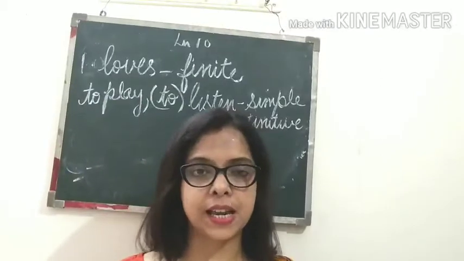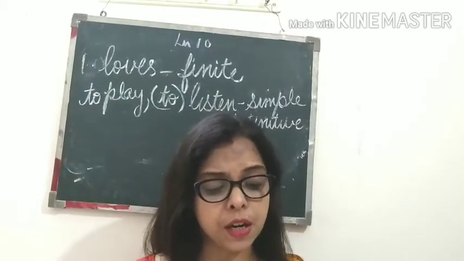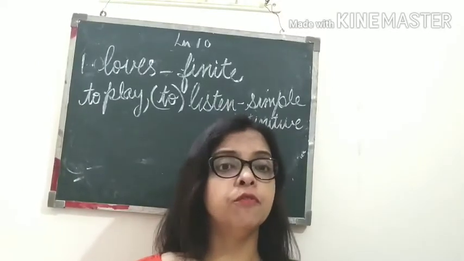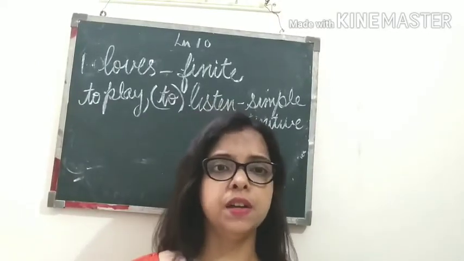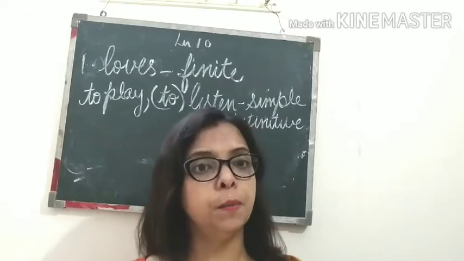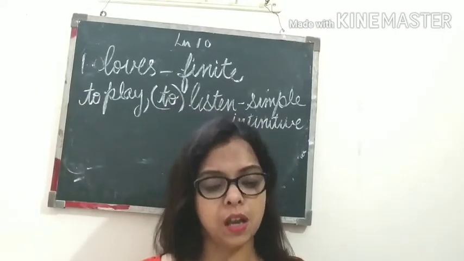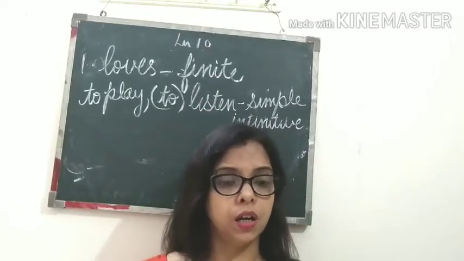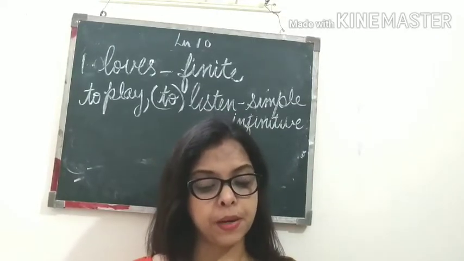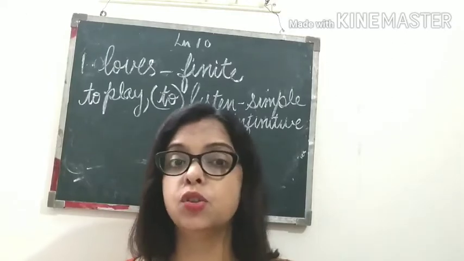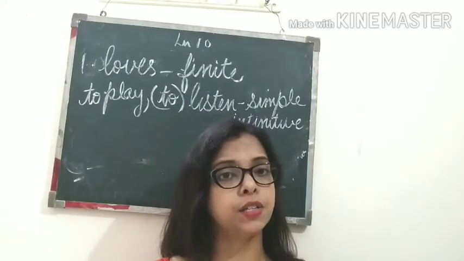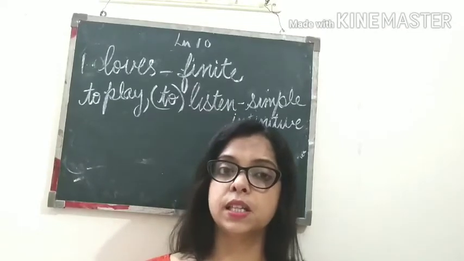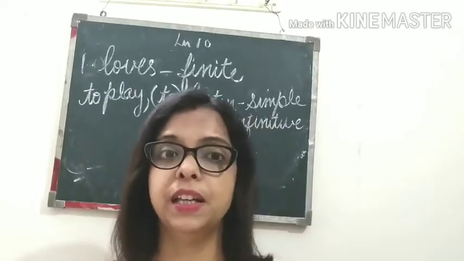How is it a simple infinitive, children? Let's try to understand once more. Jim loves to play. Now if I say Jim loved to play, Jim will love to play, Jim is loving to play, Jim will be loving to play. So here you see the verb love is changing according to the tense and according to the number. But to play is not changing, be it in present, past, future or continuous. It remains the same. That is why it is a simple infinitive.